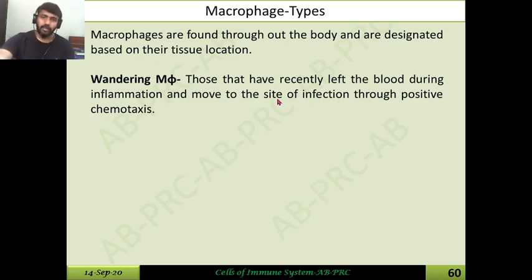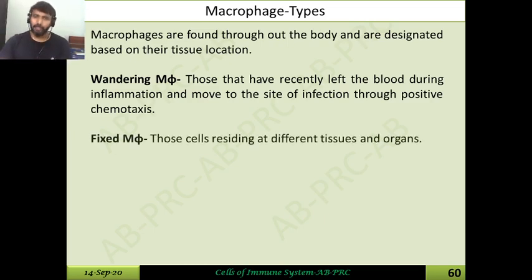The explanation is given that these have recently left the blood during inflammation and moved to the site of infection through positive chemotaxis. That means they have left the blood and are moving to the site of inflammation. These are on the move, right? These are wandering macrophages. Then the second class is called fixed macrophages.